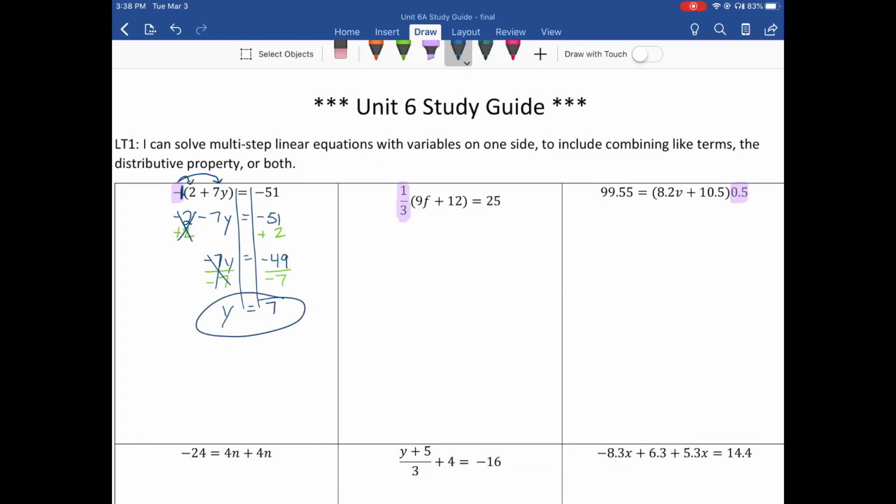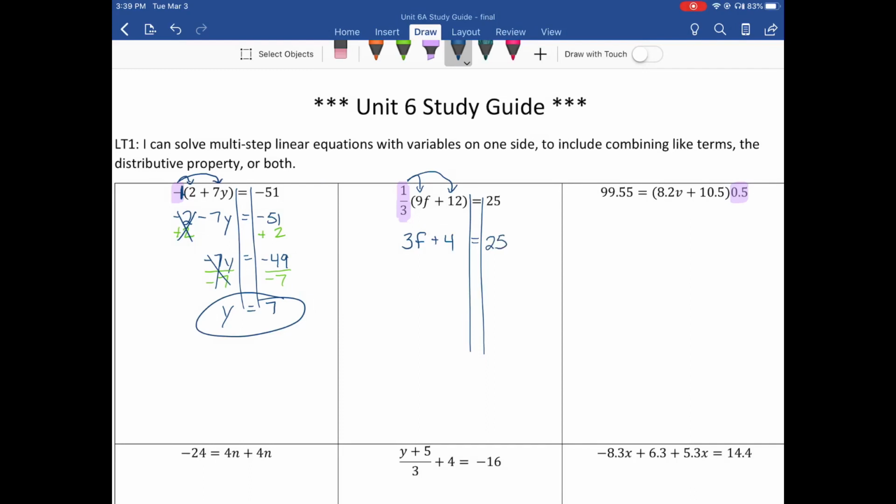For the next example, it's the same process. We see a fraction sometimes and we get a little frazzled, we don't quite know what to do. But we're going to follow the same steps. We're still going to distribute. So we'll do 1/3 times 9f and 1/3 times 12. 1/3 times 9 is going to give us 3. Remember to drop down that f, don't just let it disappear or you're going to mess up your answer. And 1/3 times 12 is going to be +4. And it's still equal to 25.